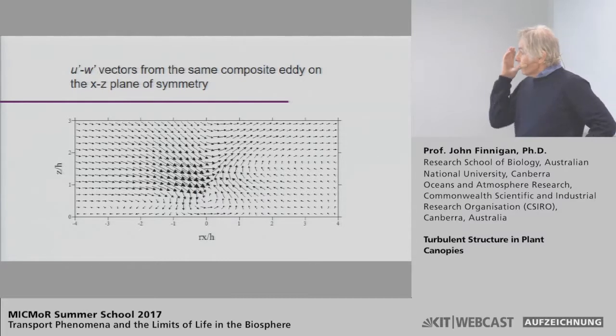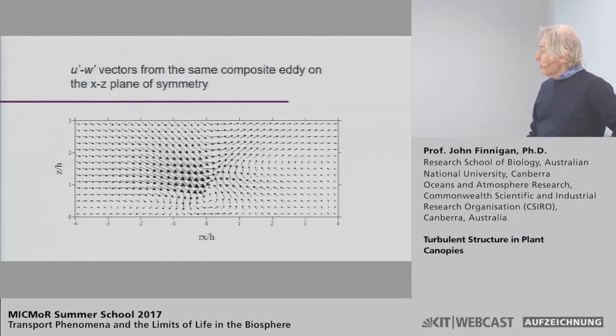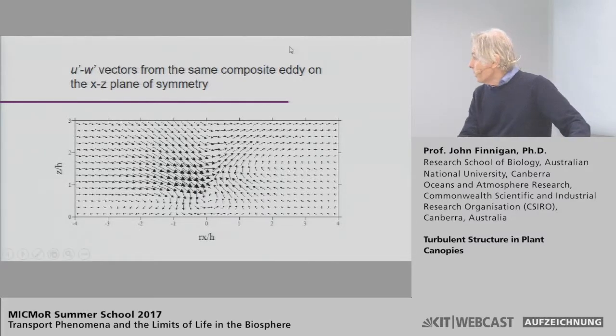So looking at the same thing in an XZ slice on the center line, we can see here again the ejection, the region where the ejection hits the sweep, and this sort of funny circulation down between.